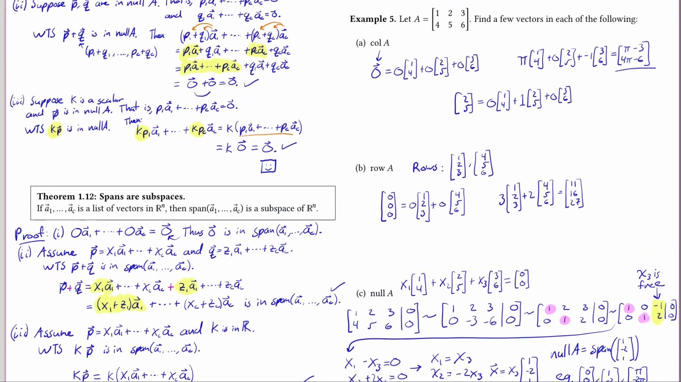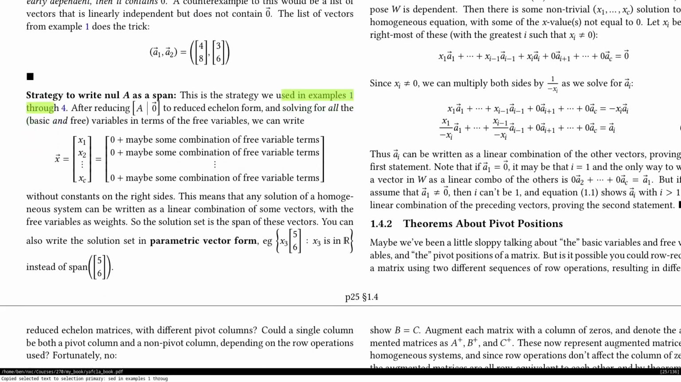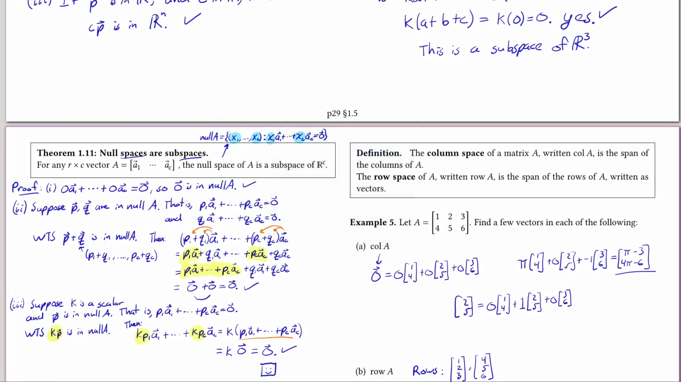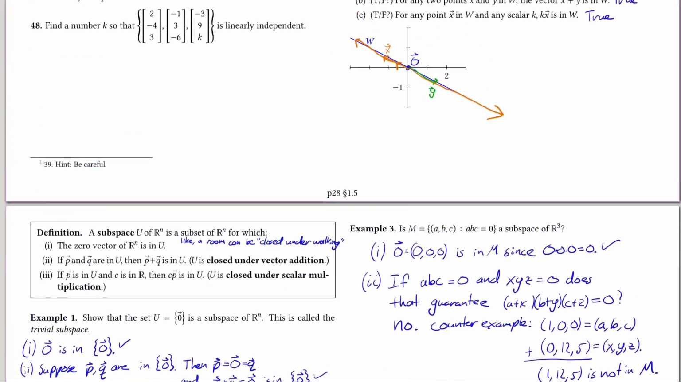So yeah, we already proved that all spans are subspaces. In 1.4, we showed why null spaces are spans. Here is where we went over the reasoning for why the null space of anything can be written as a span, and we did several examples of writing the null space of a bunch of matrices as spans. Okay, so yeah, null spaces are spans.